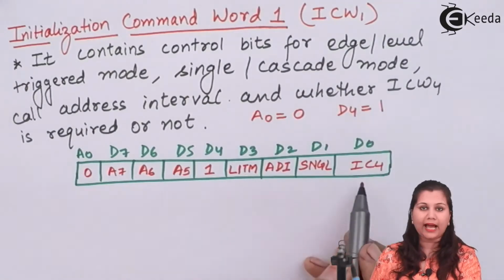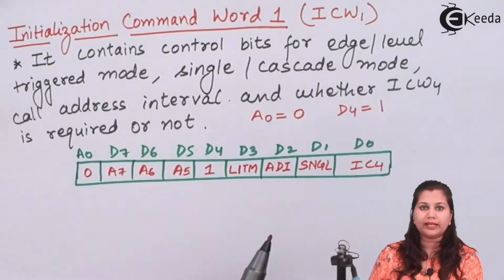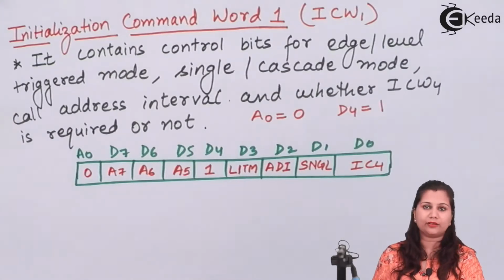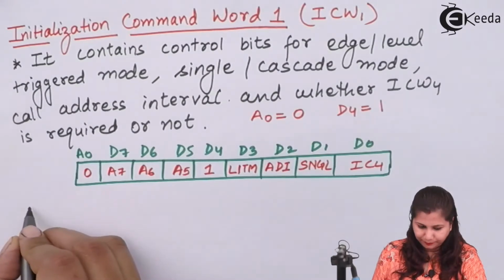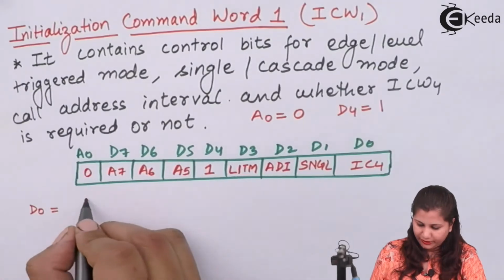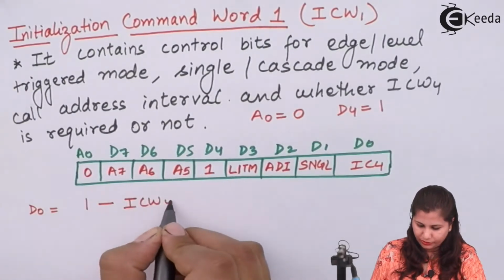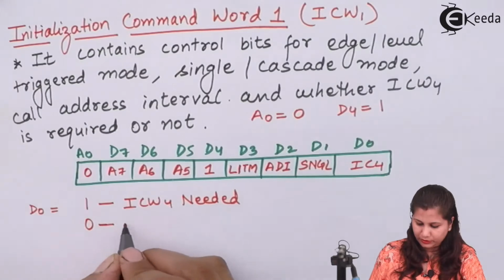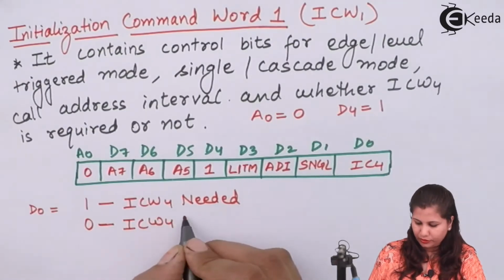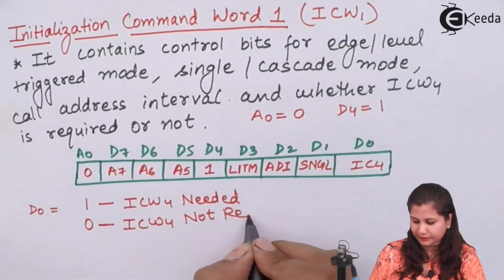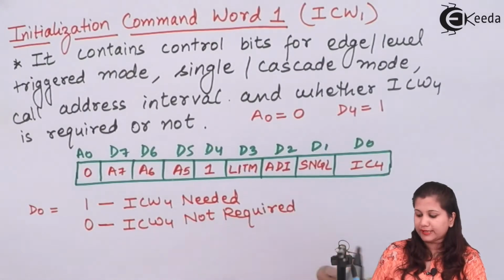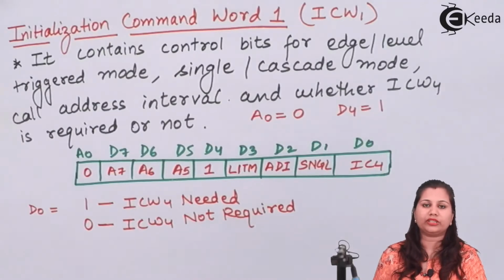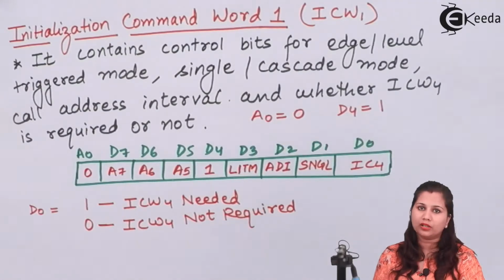D0 bit is assigned IC4. So when this bit is 1, it means that the initialization command word fourth is needed. Otherwise, if it is 0, it means that ICW4 is not needed. So we can say that D0, if it is 1, then ICW4 needed. If it is 0, then ICW4 not required. So this bit is going to decide whether the fourth initialization command word is required or not.